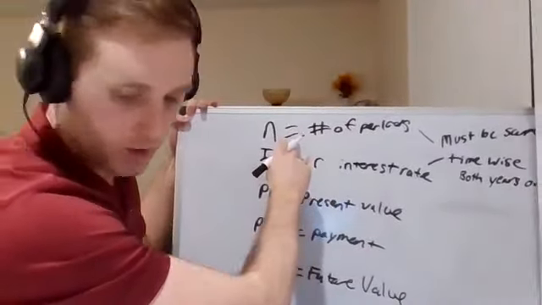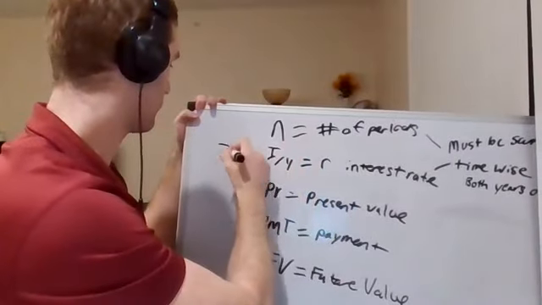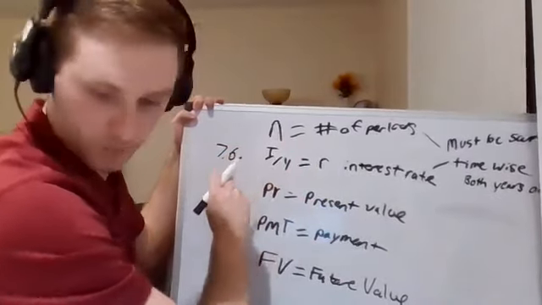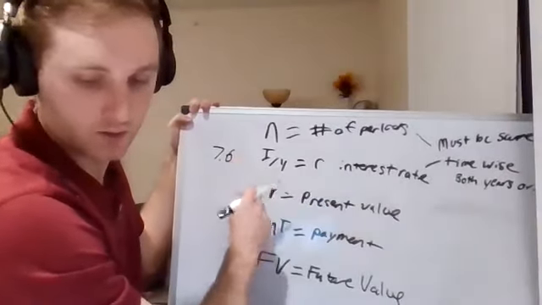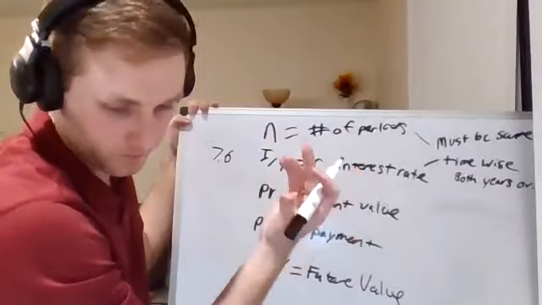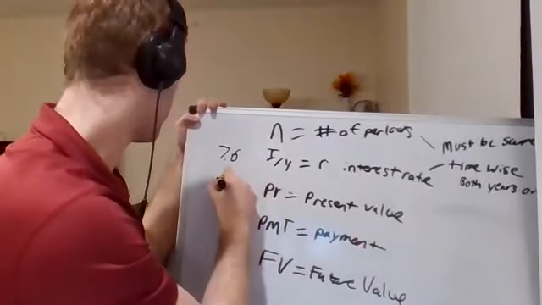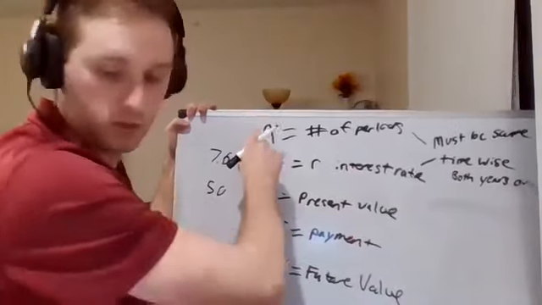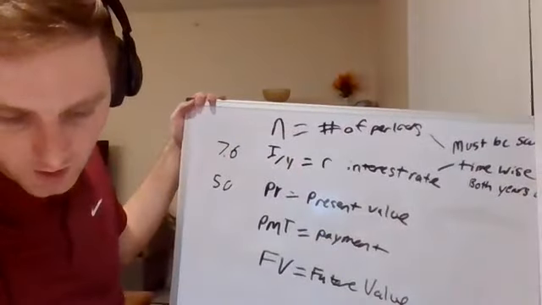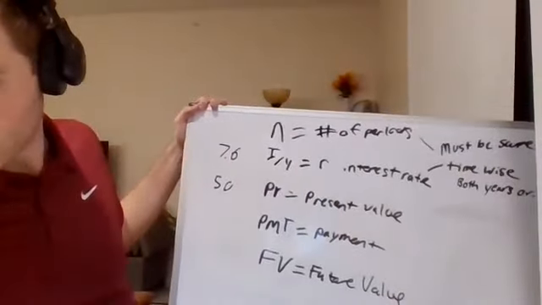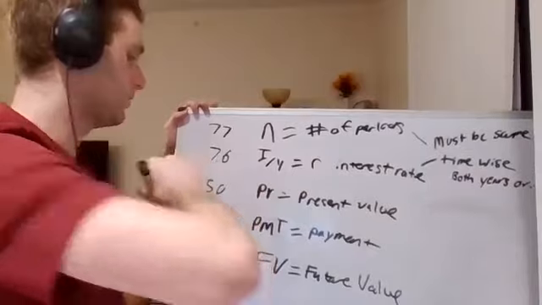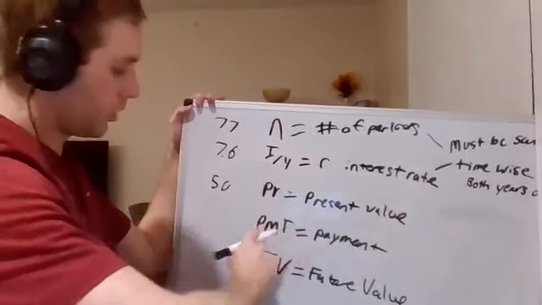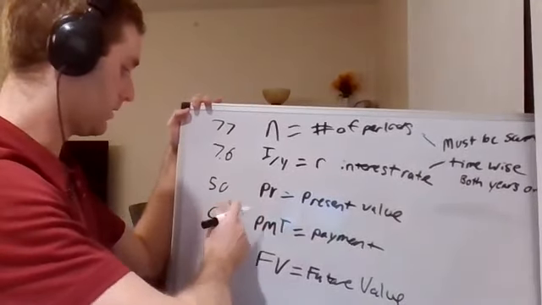Let's see here. So we know our interest rate is 7.6, right? We know the present value is 50. They got 50 silver dollars in 1948, so our present value is 50. N is 1948 to 2025, which is 77 years. 77, right? We know our payment is 0. We're not adding to anything else.